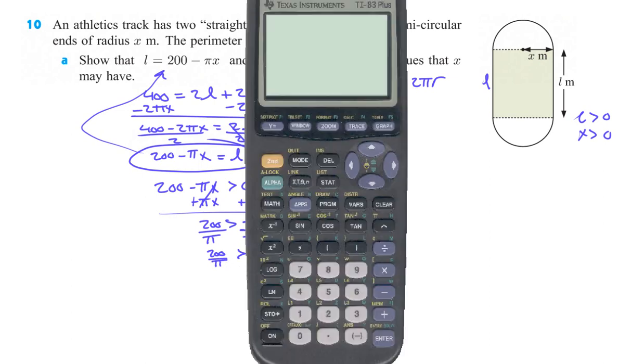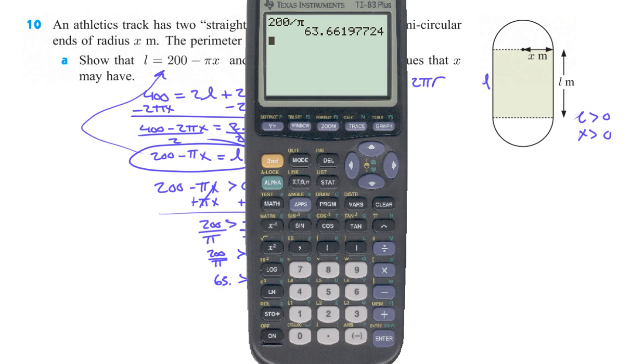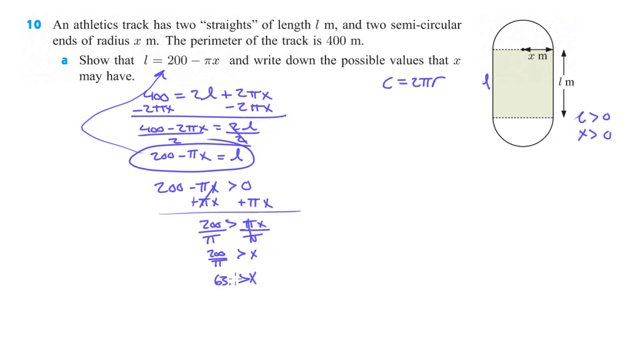So you can leave it like that, or you can actually come up with what 200 divided by pi is. There's pi. And that gives us 63.66, so we'll call that x has to be less than 63.7. Okay? So x has got to be less than 63.7, but it also has to be greater than 0, so those are possible values that x may have.